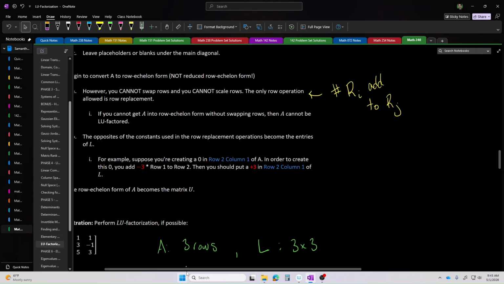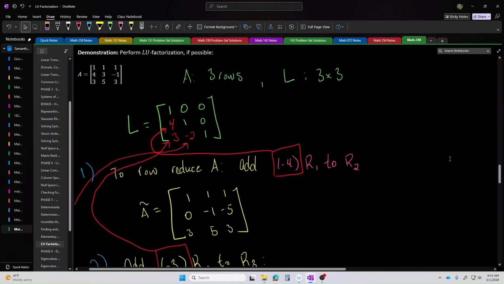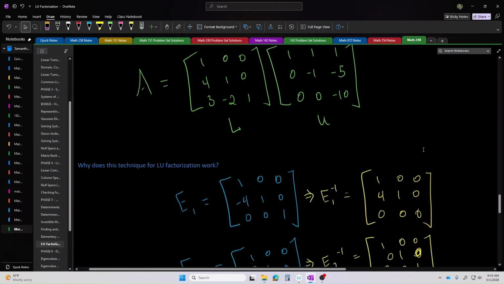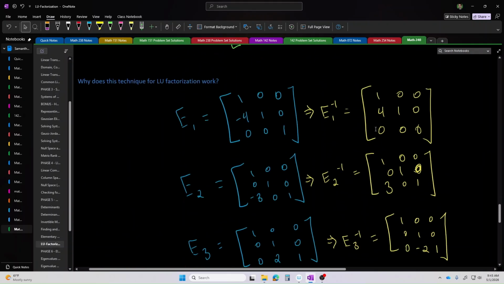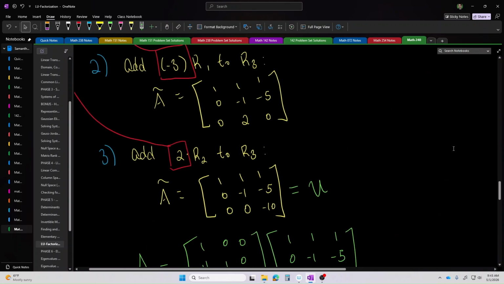So that's a little bit about why this algorithm works and why this particular process is used to find the matrix L. The matrix L contains these entries in the bottom left corner, formed by taking the opposites of these scalars in the row replacement. Opposites because these values are coming from the inverses of the elementary matrices representing the steps that we took.